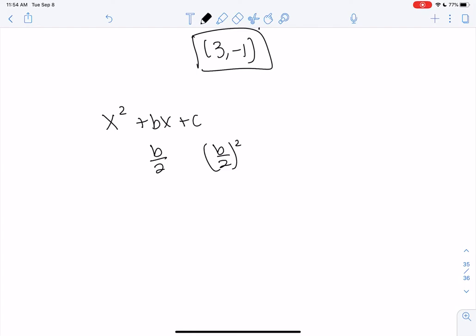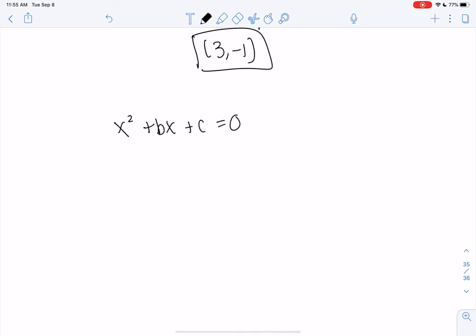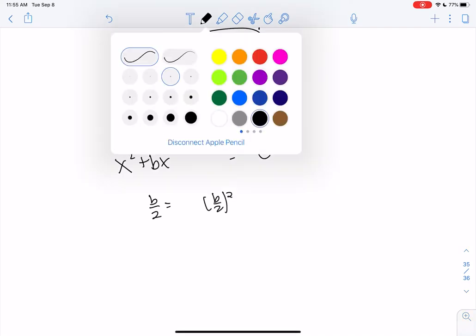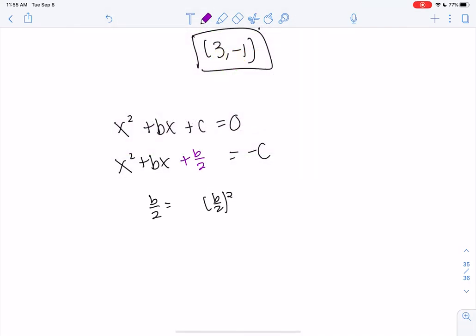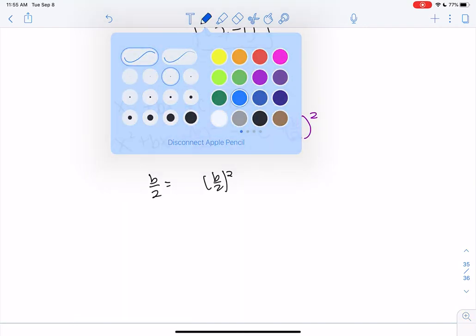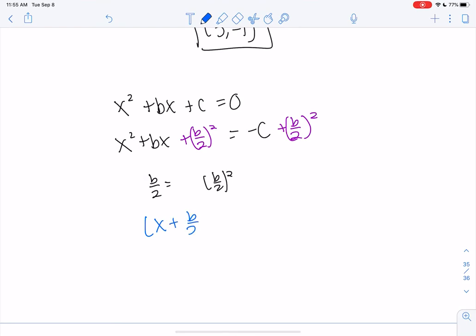I think I made that messier. Let's do this instead. Let's do x squared plus bx plus c equals 0. All right, we move the c to the other side. So we're going to do b divided by 2, and then we do b divided by 2 squared. And the squared number is the number you're adding, and you will get a perfect square of (x plus b over 2) squared every time.